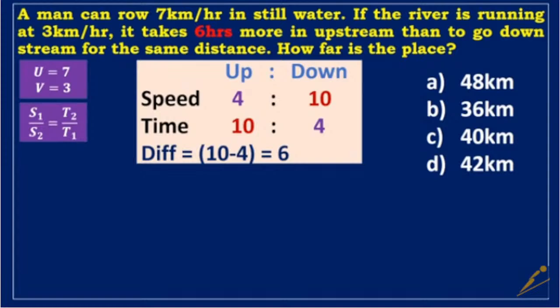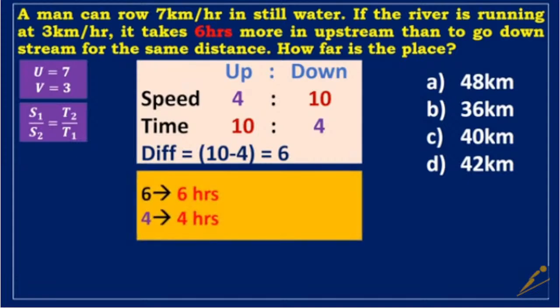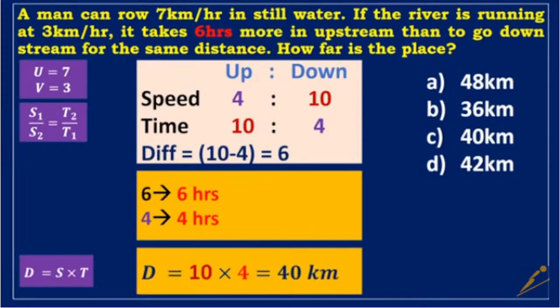The difference in time between upstream and downstream is 6. According to the second statement in the question, the time difference between upstream and downstream is 6 hours. As a result, the number 6 represents the 6 hours. We will solve this problem using either upstream or downstream values based on this information. Take the downstream value of time 4, which represents 4 hours. In the distance formula, substitute 4 hours and 10 km per hour. As a consequence, the total distance traveled is 40 kilometers.